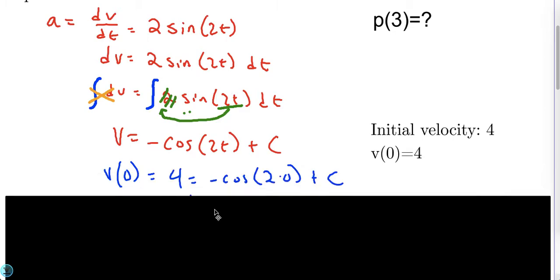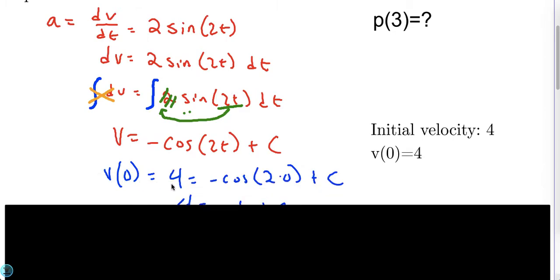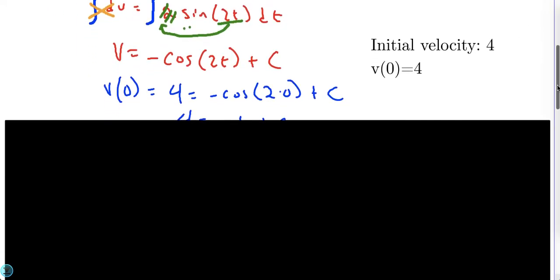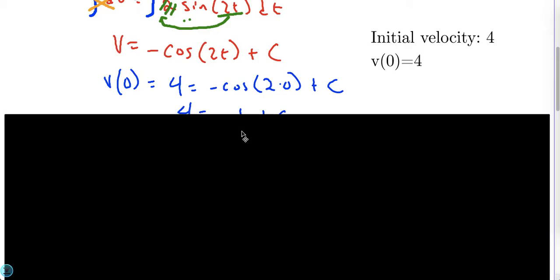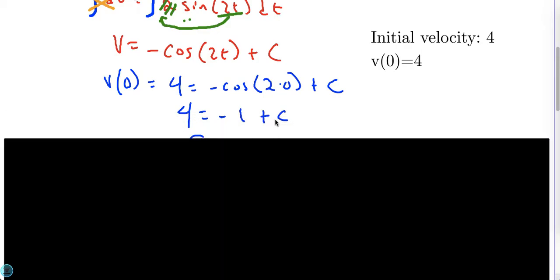So if we do so, we have the velocity at 0, which is 4, and the velocity at 0 means we plug in 0 right here. The cosine of 2 times 0 is the cosine of 0, which becomes 1, and there's a negative out front, so that becomes negative 1. And double check me on all that if you're a little rusty on your trig. But that should be negative 1 plus c, which means the c value in question here is specifically 5.